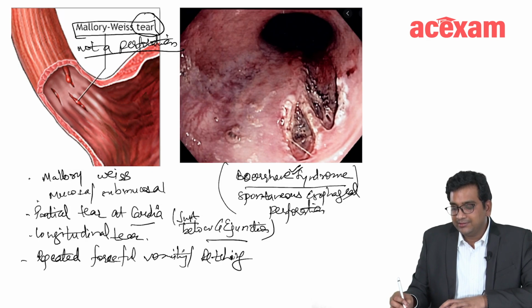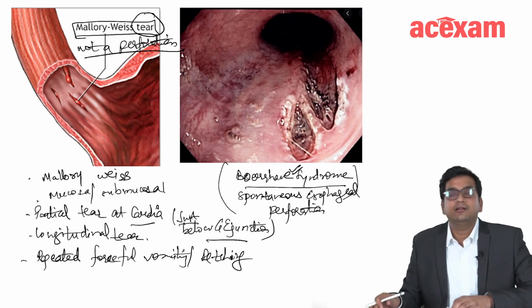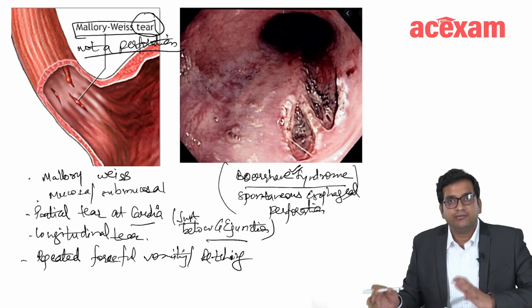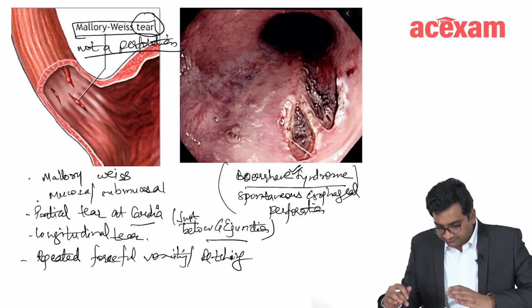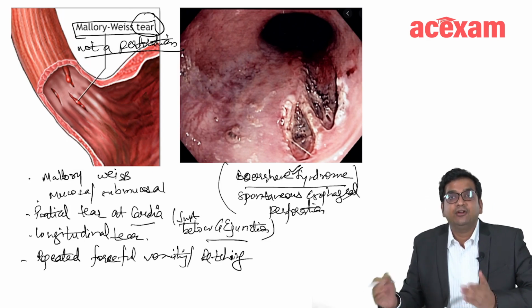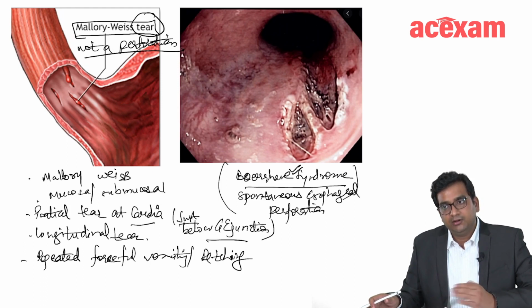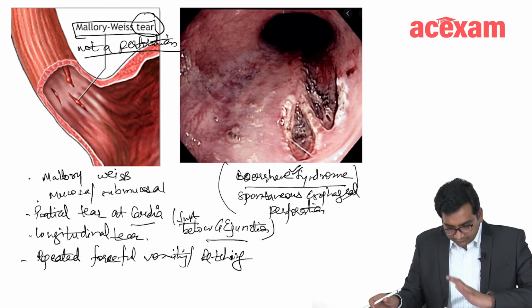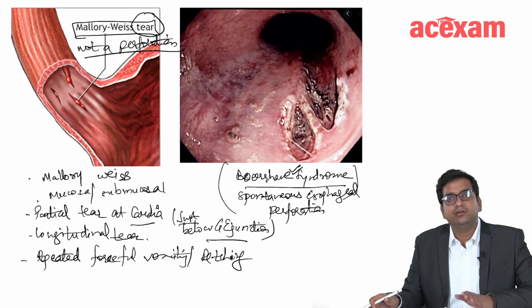Generally what happens is, after intake of alcohol, or after a heavy intake of alcohol, generally in males, there is a lot of retching and repeated forceful vomiting, and after that there is a bleed. This bleed is generally because of this tear, which is Mallory-Weiss tear.